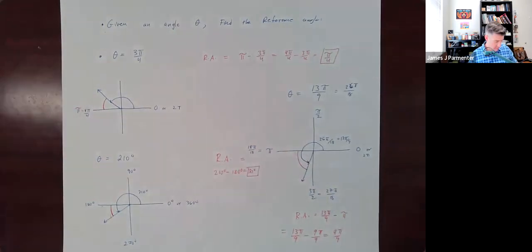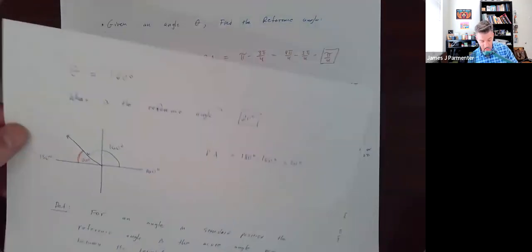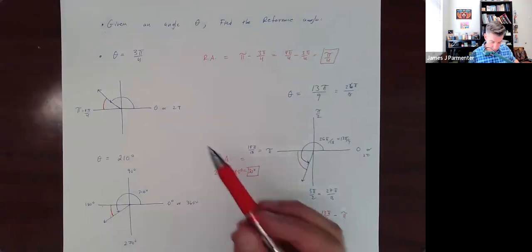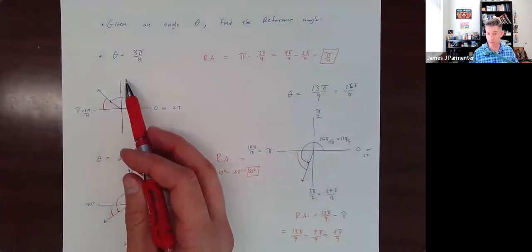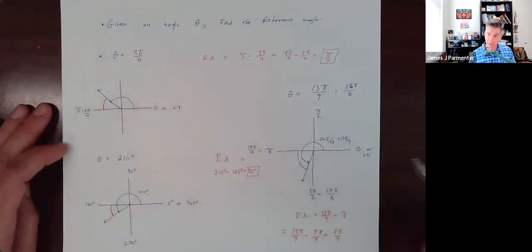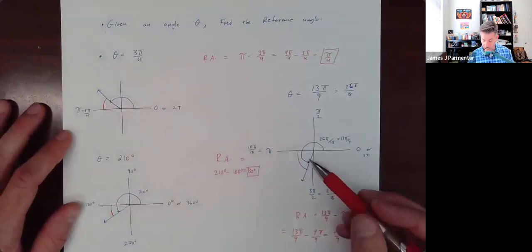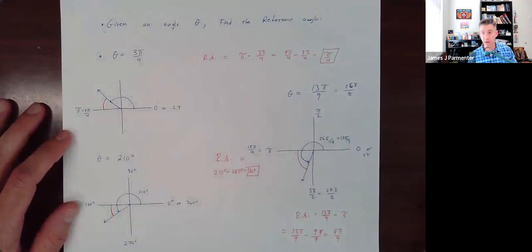So far, here's what we're seeing. If your angle happens to be in quadrant 2, you're going to do 180 minus it, or pi minus your angle in radians. If your angle happens to land in quadrant 3, you're going to do your angle minus 180 degrees, or your angle minus pi radians, to find the positive reference angle that's acute. Finally, let's do 2 more examples and call it a day.